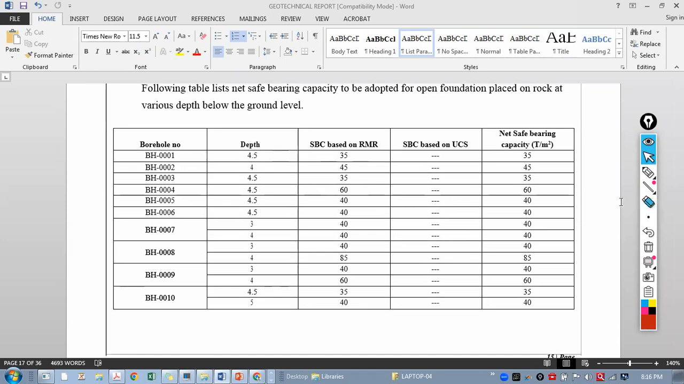If the number of samples is less, then go for the conservative approach only. If the number of samples is more, depending on the area, then you can think of that 40 and 4 something.